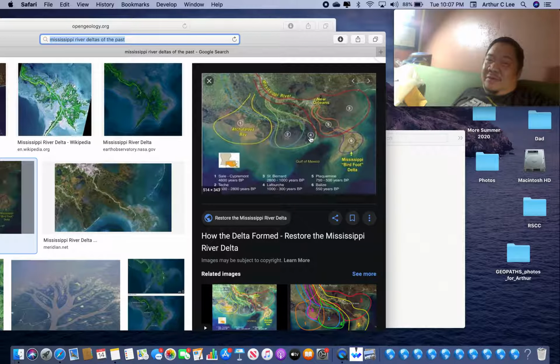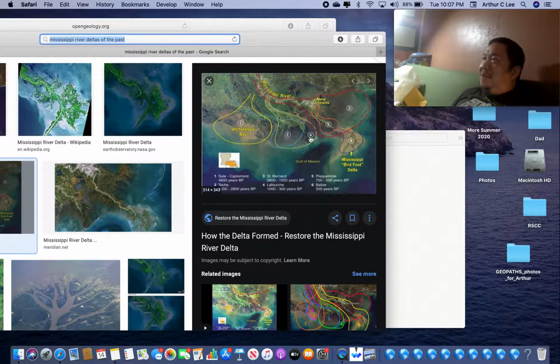ExxonMobil found that out. Why does ExxonMobil want to know where these ancient deltas are? Because that's where the oil is and the natural gas. Deltaic sedimentary deposits are some of the best places to drill for oil. ExxonMobil and British Petroleum have made hundreds of billions of dollars from pumping oil out of the Gulf of Mexico.